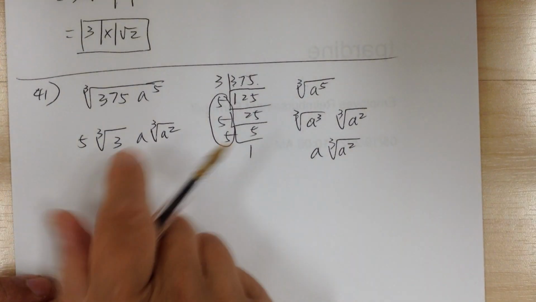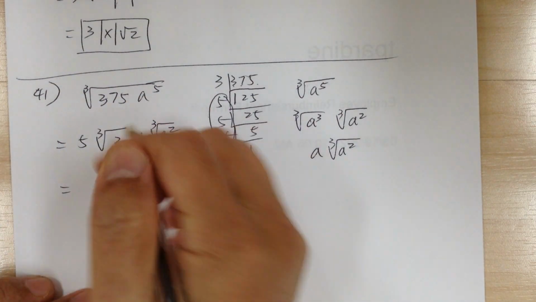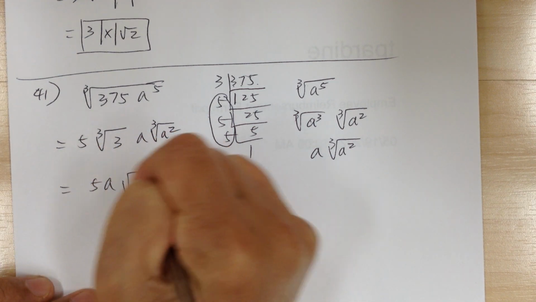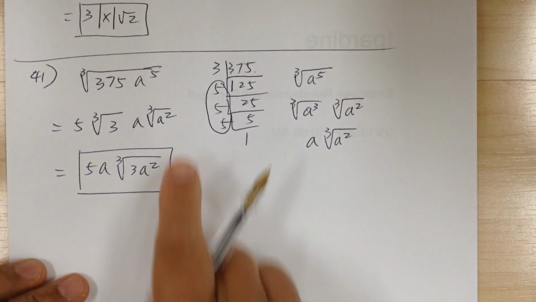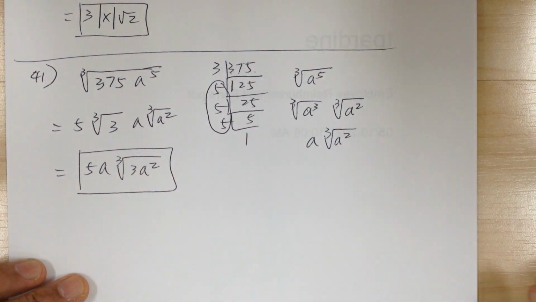Okay? And after that, you go and tidy up a little bit. So it'll be 5a cube root of 3a squared. Okay? So you have to combine this into your radicals.